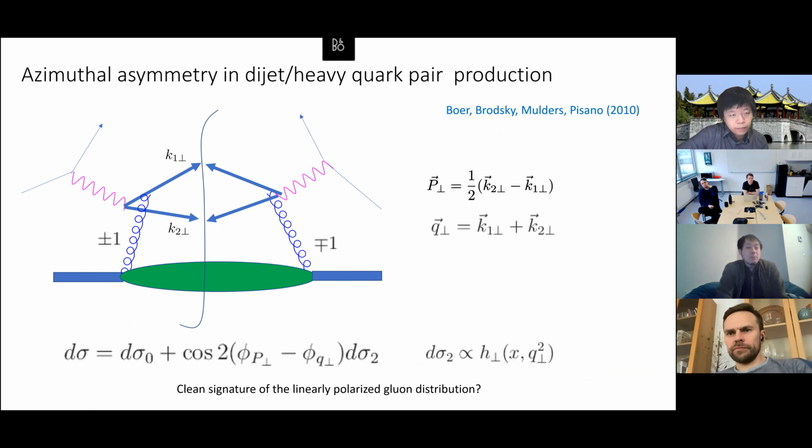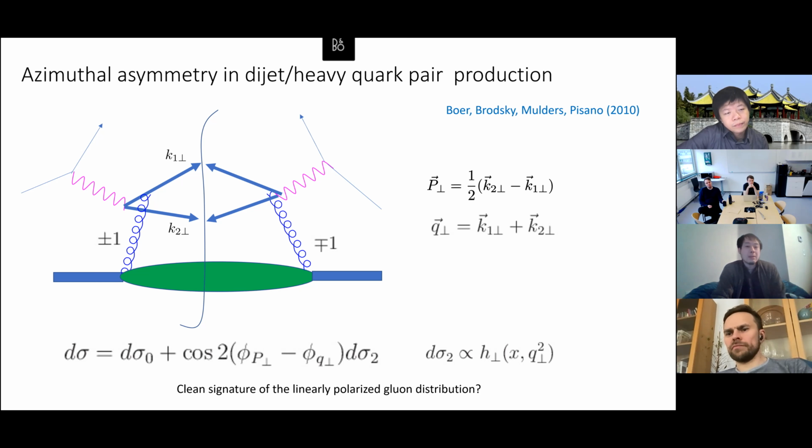And there has been a proposal that this function can be measured in experiments. If you consider DIS, for example, and measure the final states, which consist of two jets or heavy quark pairs, and look at the cosine 2 phi correlation between k1 and k2. Let me define this capital P, which is a relative momentum, which is very hard. So P_perp is very large, so the two jets are almost back to back in the transverse plane.